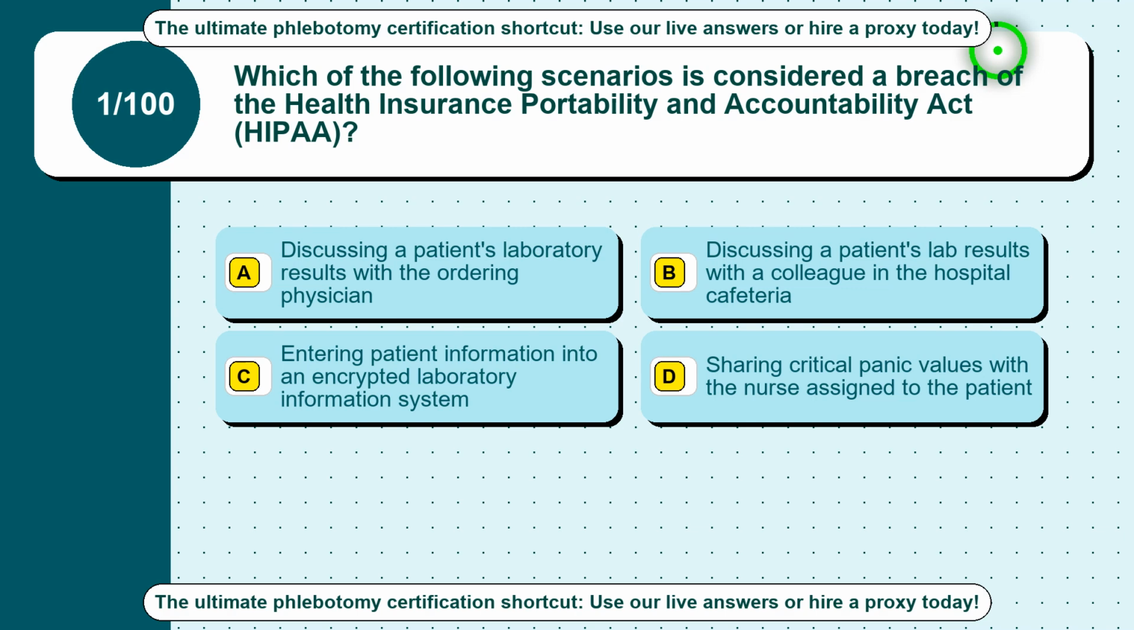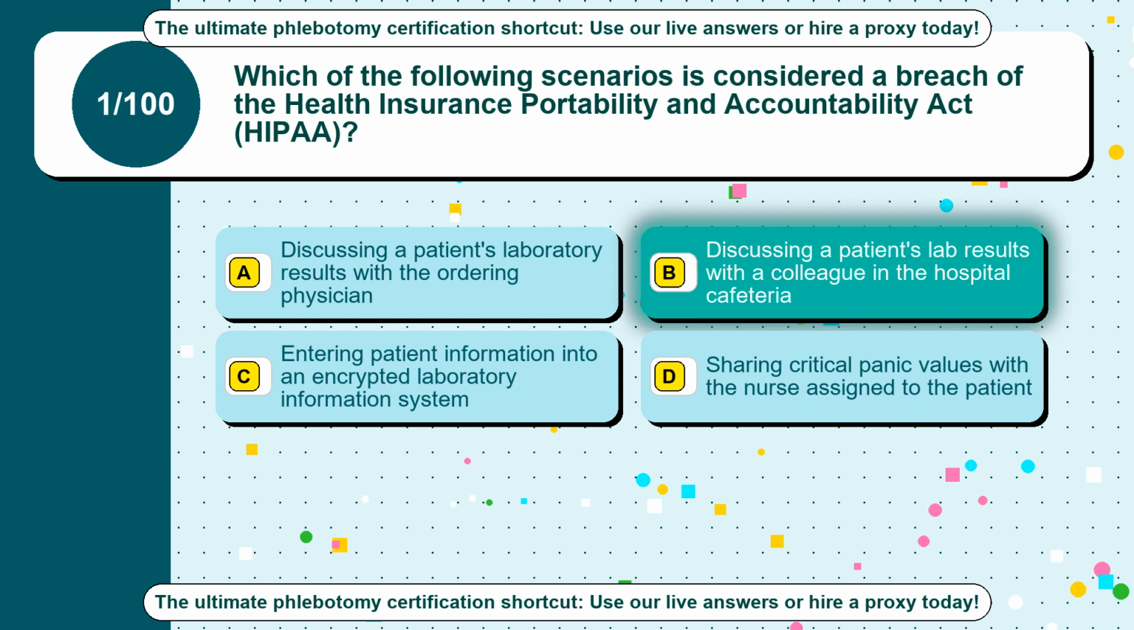Question 1. Which of the following scenarios is considered a breach of the Health Insurance Portability and Accountability Act, HIPAA? Option A. Discussing a patient's laboratory results with the ordering physician. Option B. Discussing a patient's lab results with a colleague in the hospital cafeteria. Option C. Entering patient information into an encrypted laboratory information system. Option D. Sharing critical panic values with the nurse assigned to the patient.